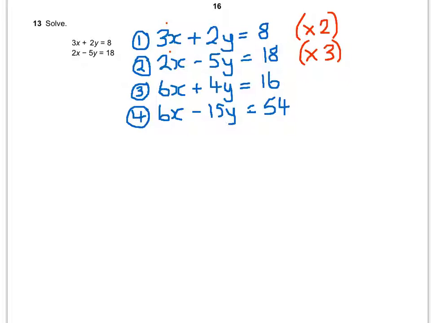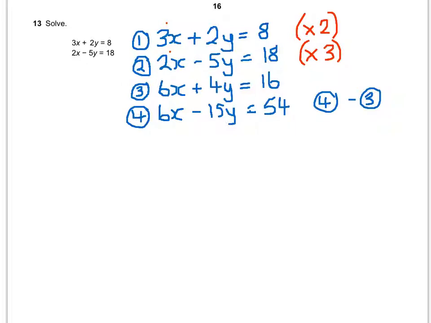So now we've got x's that are going to cancel here, and the x's will cancel if I subtract them. But if I do 16 take away 54, I'm going to be left with a negative answer. So I'm going to do equation 4 take away equation 3, so I'm left with a positive number. It doesn't matter which way around you do it, it's just a little easier.